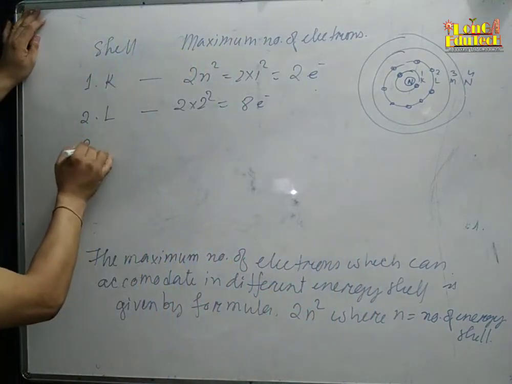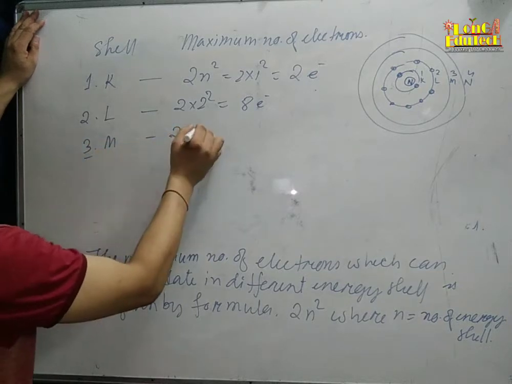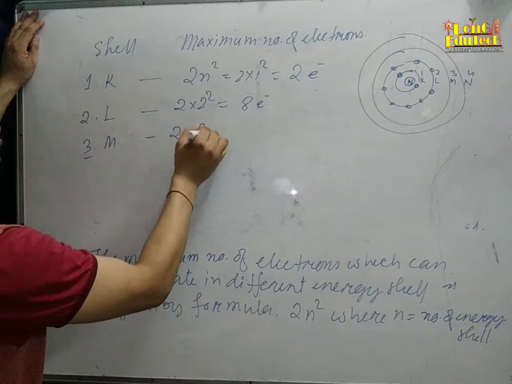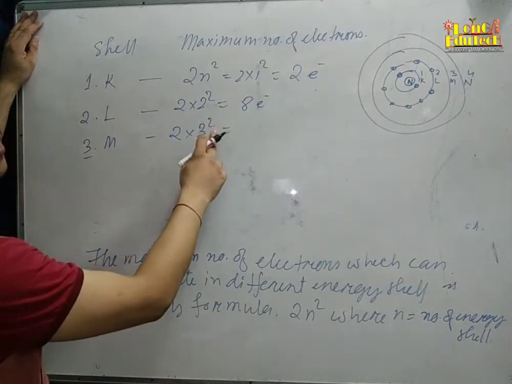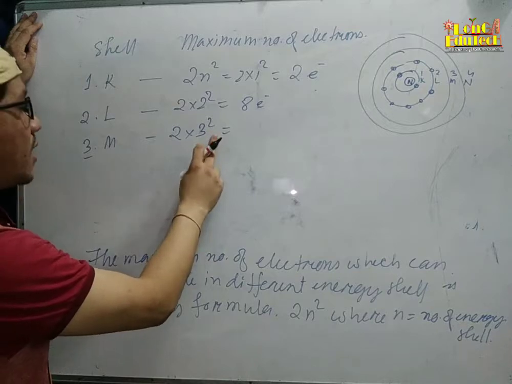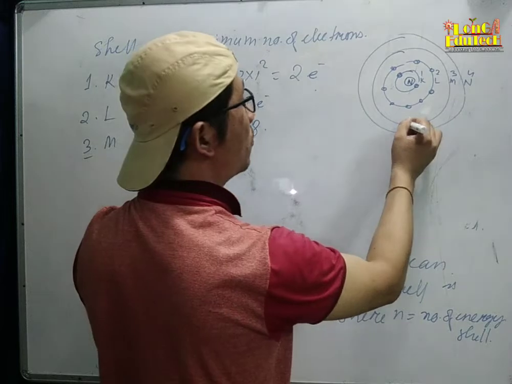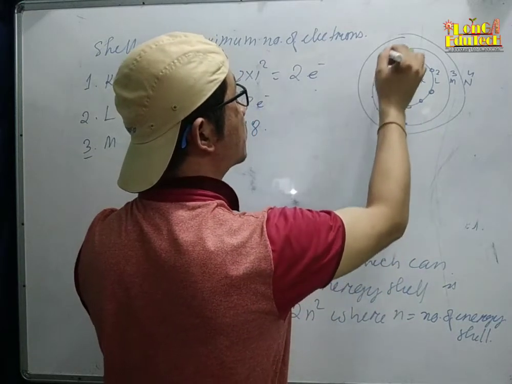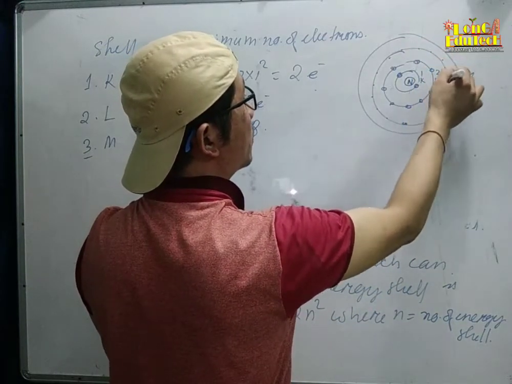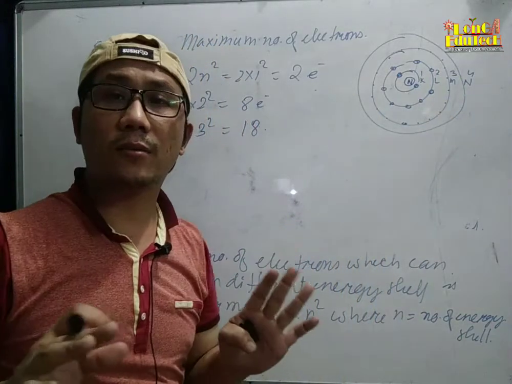And like that, the third one is M. It is 2 into n squared, that is the third cell, and the value will be 3. Then 3 squared. 3 squared does not mean 3 into 2, it is 3 into 3, which is 9. 9 into 2 is 18. That means in this M cell, 1, 2, 3, up to 18, so 18 electrons can be accommodated here.